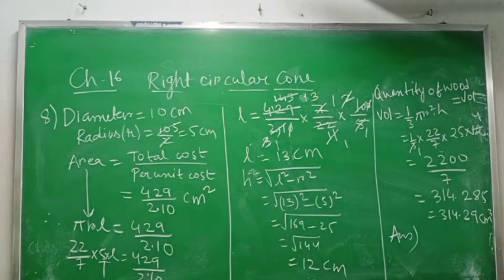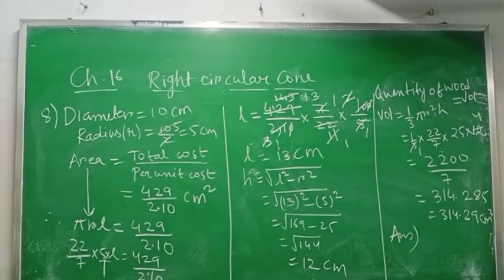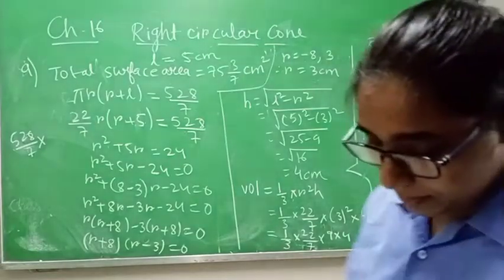So what will be your answer? Height will be 12 centimeter and the quantity of wood required to make a toy is 314.29 centimeter cube. Okay, copy this one. Class 10, see question number 9.